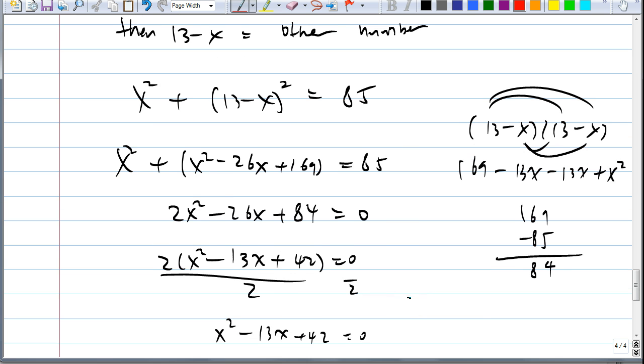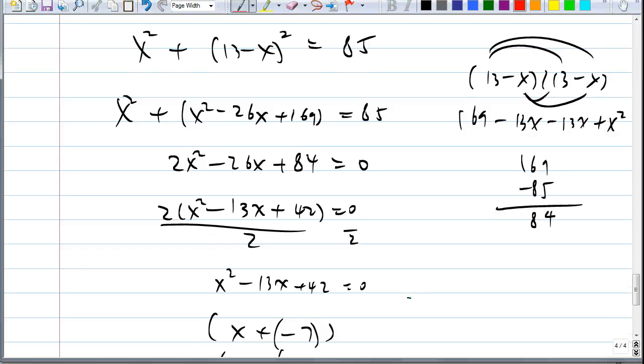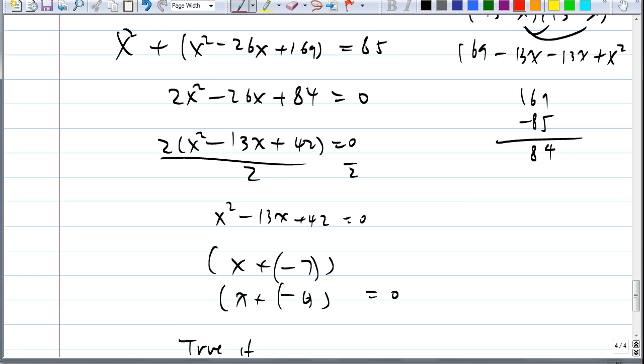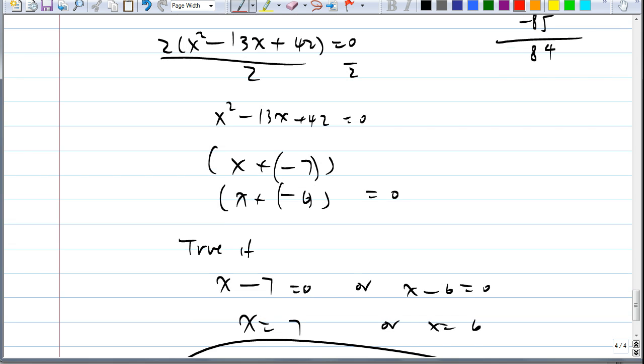So do you know how to factor this trinomial? So it's going to be x plus something times x plus something. 7 and? 6. But do they have to be both negative? Don't they have to be both negative in order to get negative 13 in the middle? Yeah? So you get two solutions. x equals what? 7 or x equals? 6. How do we get two possible solutions? Is that okay?